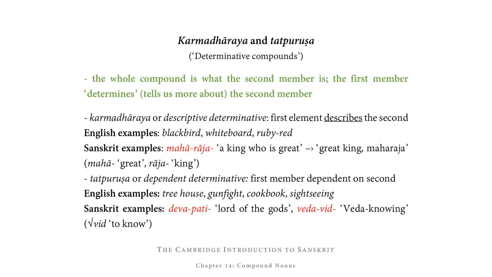Among the tatpurushas, or dependent determinatives, we have English examples such as treehouse, which is not a house that is a tree, but a house that is in a tree, a gunfight, a fight with guns, a cookbook, a book for cooks or for cooking, sightseeing, seeing whom or what, the sights. And among Sanskrit examples, we have such words as Devapati, which is the Pati, the Lord, Deva, of the gods, or Vedavid, meaning someone who knows the Vedas, someone who is Veda knowing. Vid is a verbal root meaning to know.